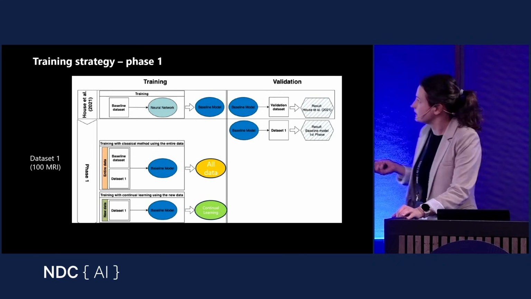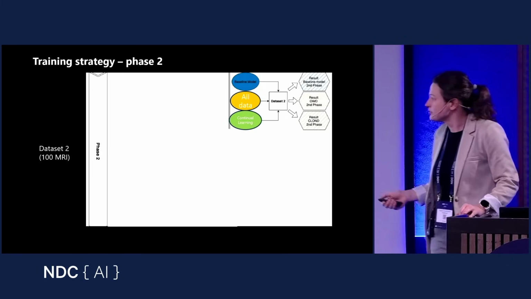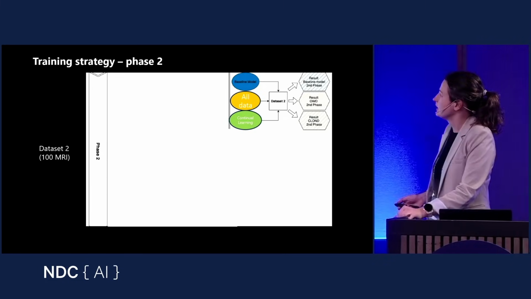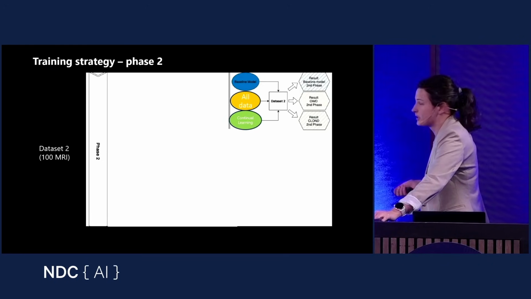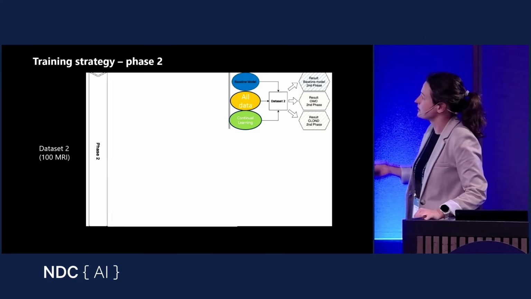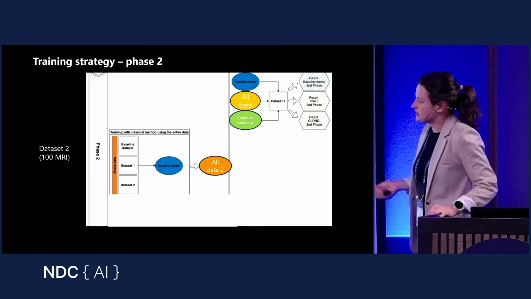And that's the end of phase 1. In phase 2, we take data set number 2, the next 100 MRIs, and we start again with the comparison. So right now we have 3 models which we can evaluate against. We do that, we save the results, and then we repeat the same procedure.